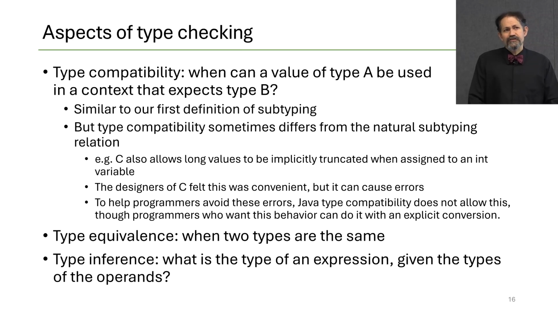But what is interesting is that the type compatibility used in languages sometimes differs from the natural subtyping relation. For example, although it's typically the case that int is a subtype of long, C also allows long values to be implicitly truncated when assigned to an int variable. The designers of C felt that this was convenient, and they wanted to support it, but it can cause errors.